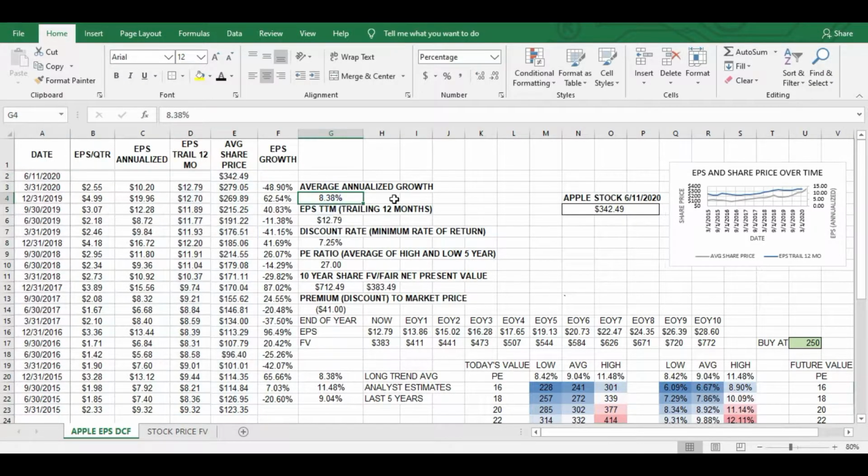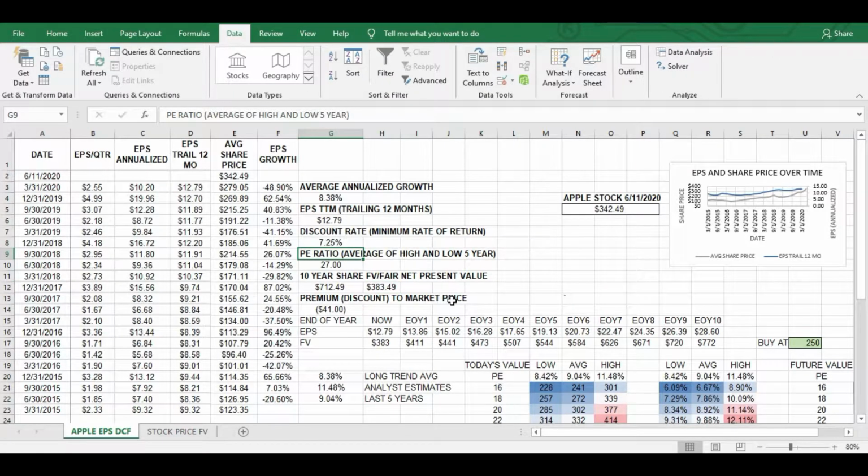In this particular example, we have the low-end long-term trend. The earnings per share, 12.79, that we have from this calculation over here. The discount rate, or minimum rate of return, is what the investor anticipates the returns over time going to be on a compounded basis. We have a PE ratio, which is the multiple of what the market values earnings per share, and a 10-year share fair value, and a fair value net present value, which is a fancy way of saying what is the stock going to be worth in 10 years, and what would be, based on the other assumptions, a fair market value to pay today.